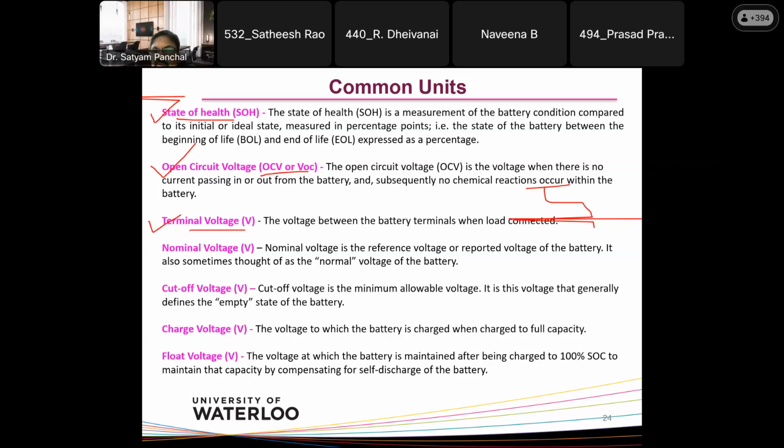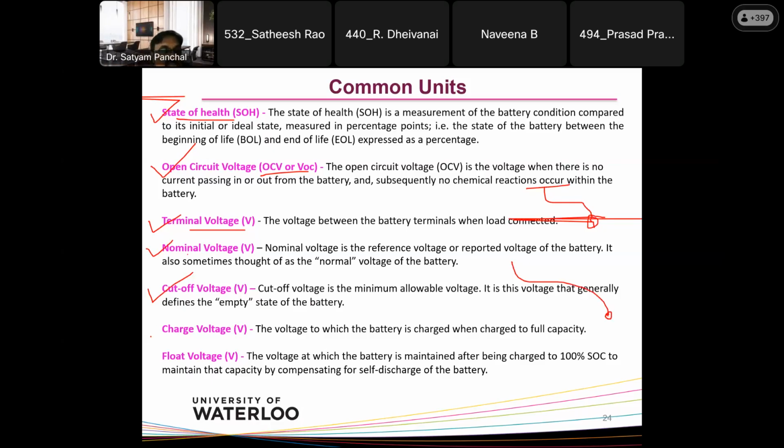So basically 3.6 and 2 volt, the voltage window. Nominal voltage is the reference voltage, or reported voltage, or supplier-provided voltage, and the typical nominal voltage for these batteries is around 3.6 volt. The minimum voltage during the discharge curve of the battery, 2.0, is known as the cutoff voltage.